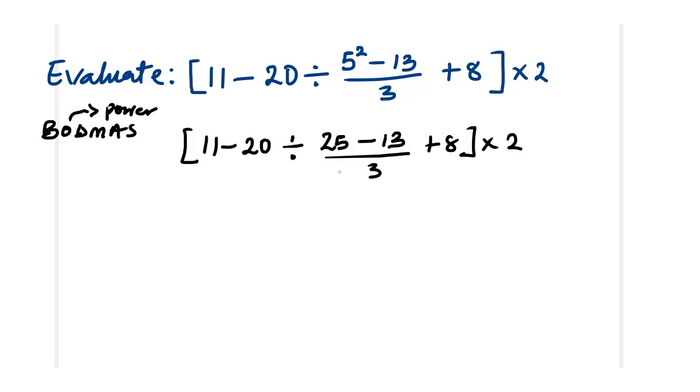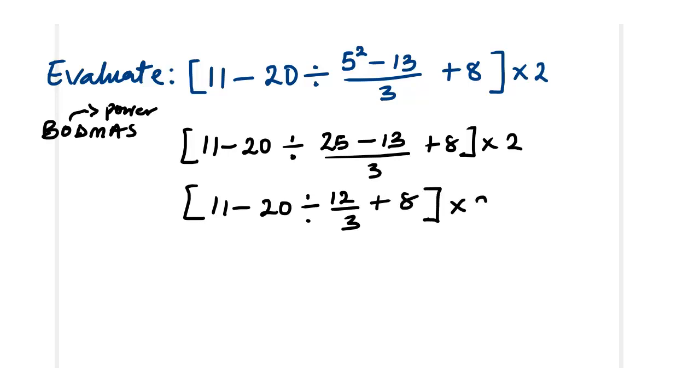So let's evaluate what we have here, because it's still under the power region. So this will still give us what? 11 minus what? 20 divided by, so 25 minus 13 will give us what? 12 over what? Over 3, right? Then plus what? 8, then multiply by 2. So the next thing is, we have actually evaluated the order. Then the next one is what? Division. So division means that we have to prioritize this, right?